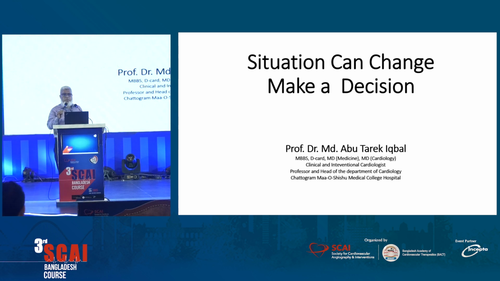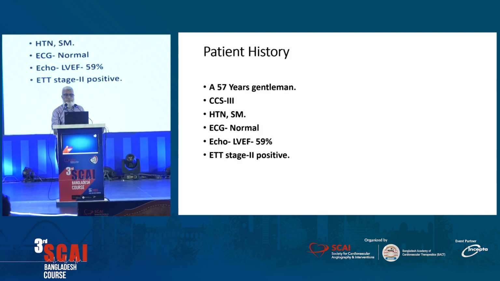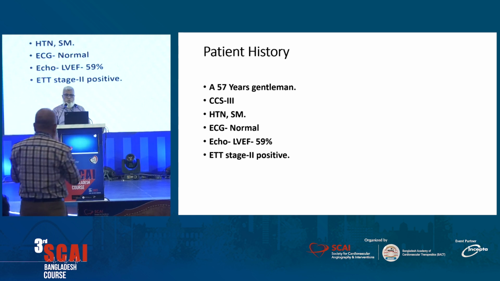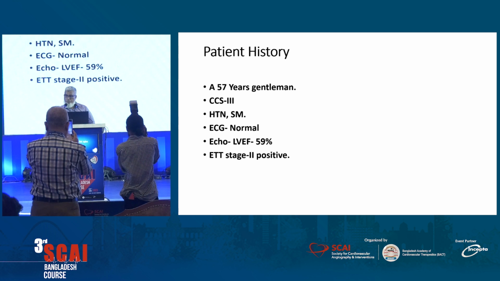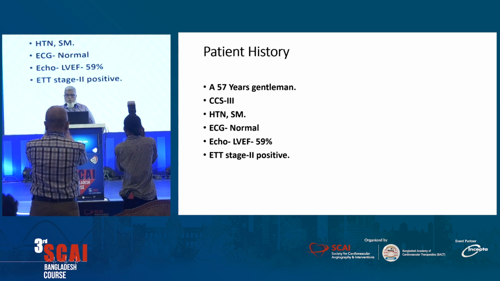My case is about a situation where things can change and you have to make a decision. Patient history: a 57-year-old gentleman, CCS class 3, hypertensive and smoker. ECG was normal. Echocardiography shows normal study with ejection fraction 59%. ETT was positive in stage 2.